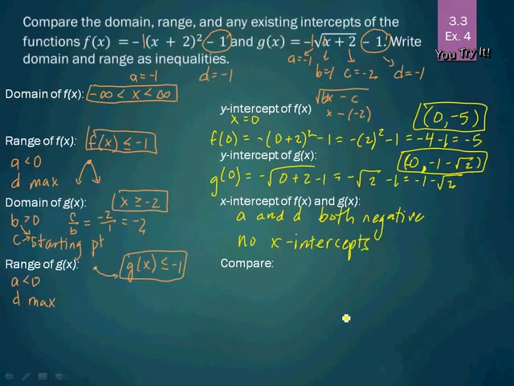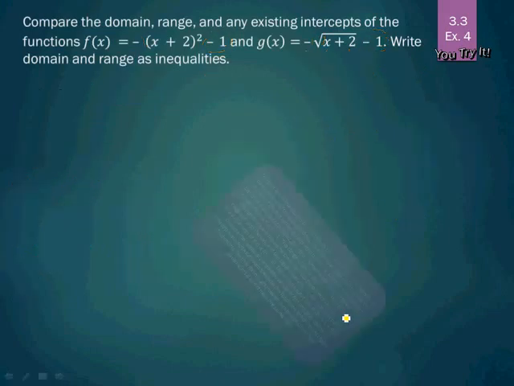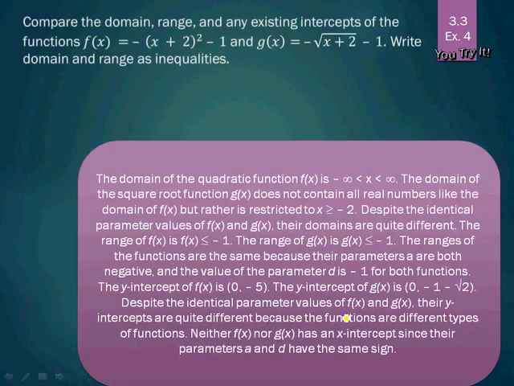So we can go ahead and summarize all of our conclusions here. We see that the domain of the quadratic function f of x is negative infinity is less than x is less than infinity. The domain of the square root function g of x does not contain all real numbers like the domain of f of x, but rather is restricted to x is greater than or equal to negative 2. Despite the identical parameter values of f of x and g of x, their domains are quite different. The range of f of x is f of x is less than or equal to negative 1. The range of g of x is g of x is less than or equal to negative 1.